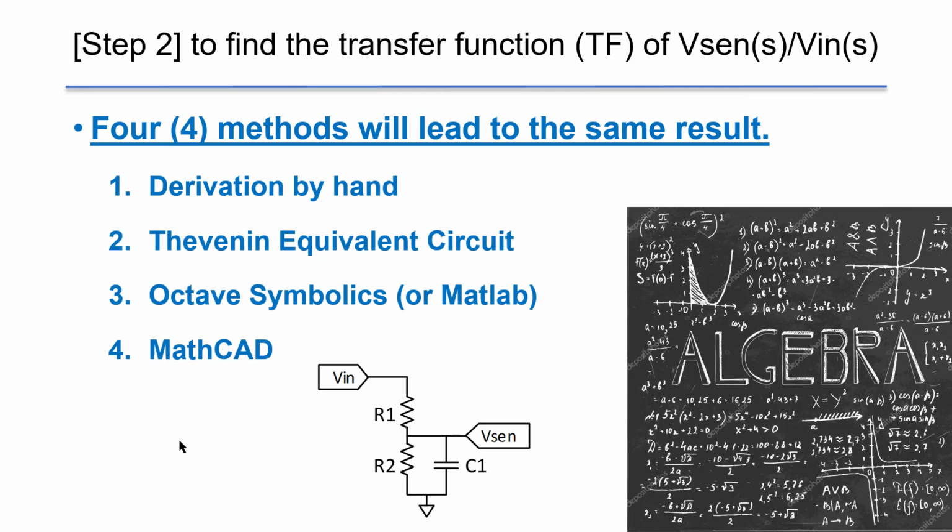Now I will introduce 4 different methods to solve the problem. You can use any of them depending on your own preference. The first one is derivation by hand, requiring some algebra. The second one is the Thevenin equivalent circuit by observation. The third one is coding using Octave symbolics or Matlab symbolics. The last one is using another engineering tool called MathCAD.